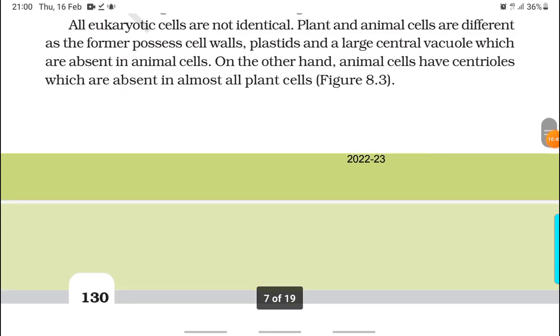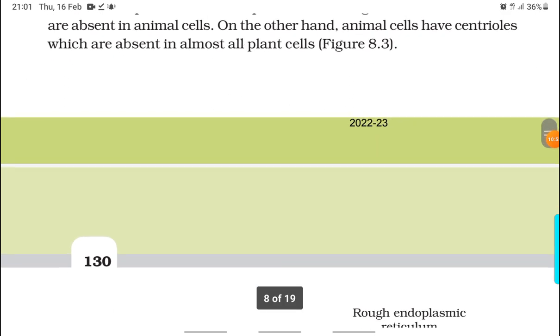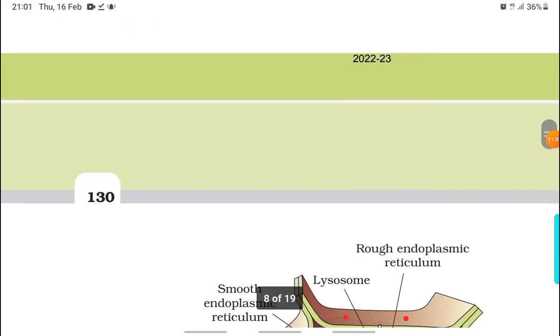All eukaryotic cells are not identical. Plant and animal cells are different, as the former possess cell wall, plastids, and a large central vacuole, which are absent in animal cells. On the other hand, animal cells have centrioles, which are absent in almost all plant cells.